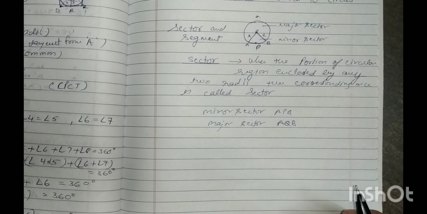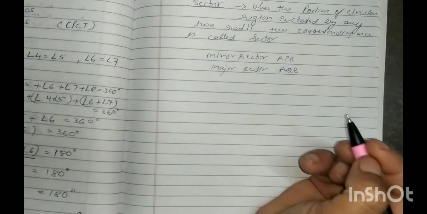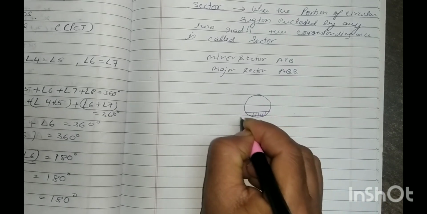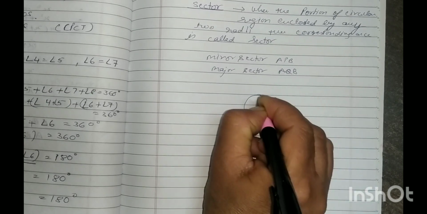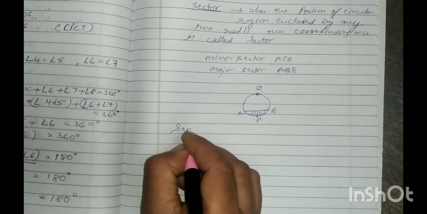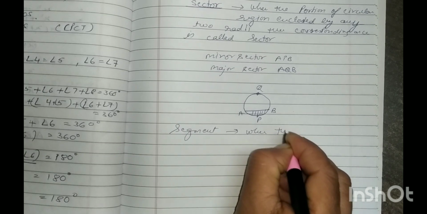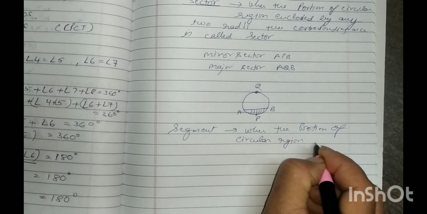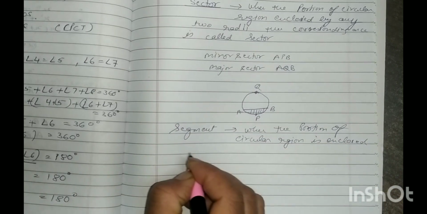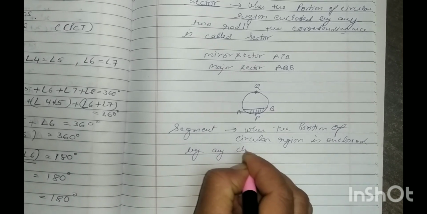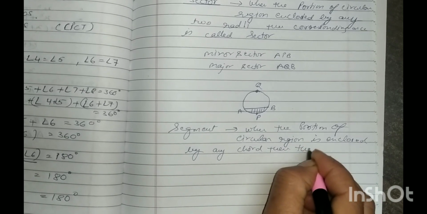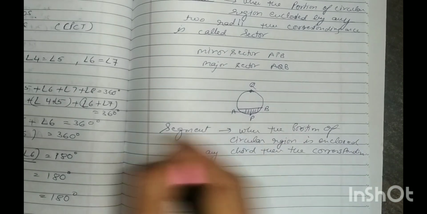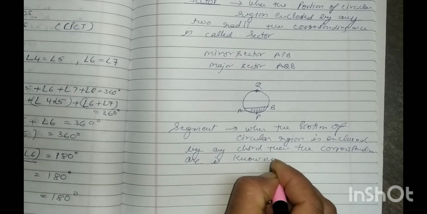Now segment. That's the type of segment; A, B, this is P and that is Q. When the portion of a circle is enclosed by any chord, then the circular region with the arc is known as segment.